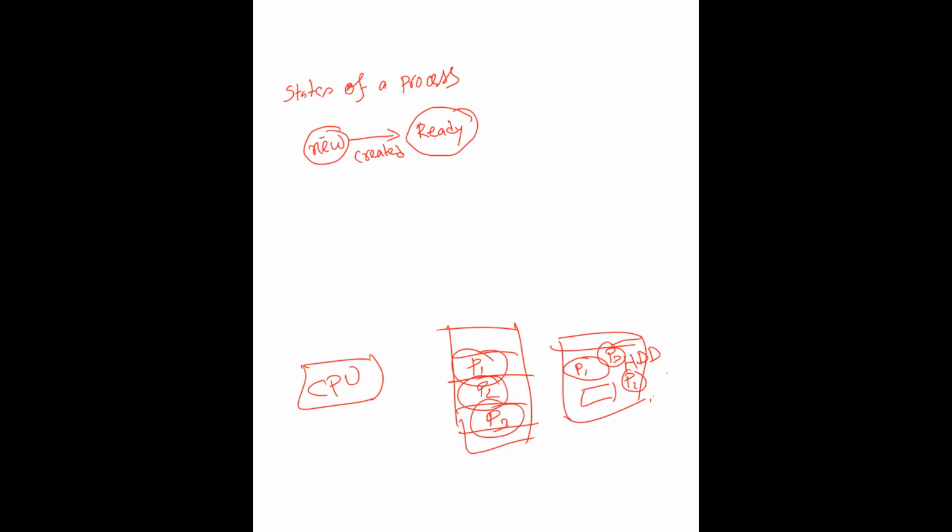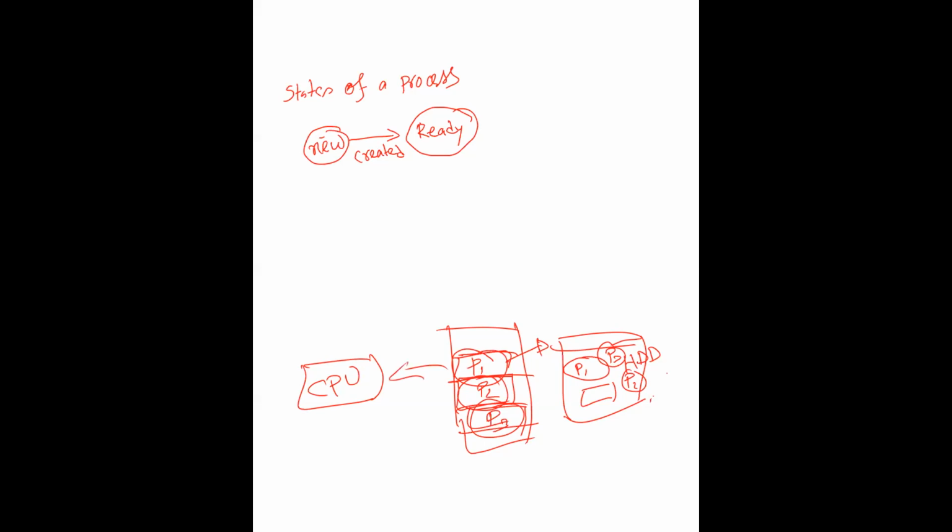This process is not currently in execution mode or performing IO. It is just waiting here, waiting for execution. It is ready to execute. So this is called the ready state, but it is not in execution mode. Execution or running mode is different. It is ready right now to be executed by the CPU.